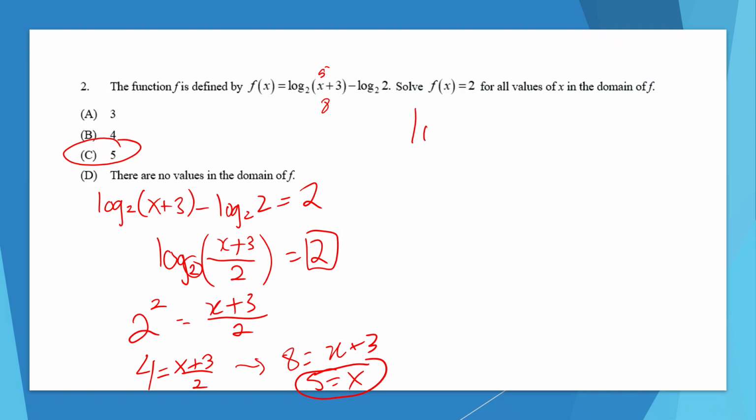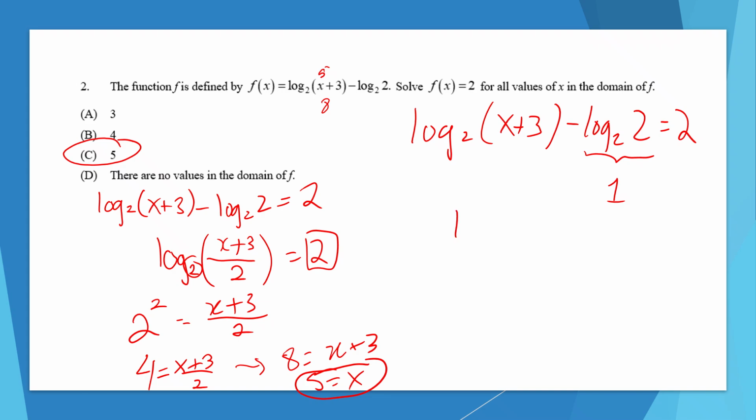The other way that you can solve this is log base 2 of x plus 3 minus log base 2 of something equals 2. Here you can simplify this. We know this is just the number 1 because 2 to what power gets you 2? And that's just going to be 2 to the 1st. So you have log base 2 of x plus 3 minus 1 equals 2. Here we are going to add 1 to both sides.